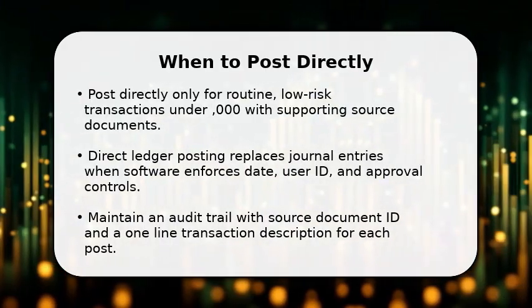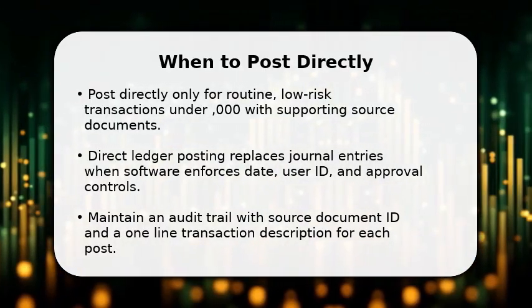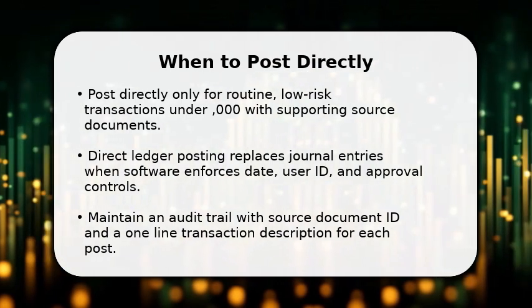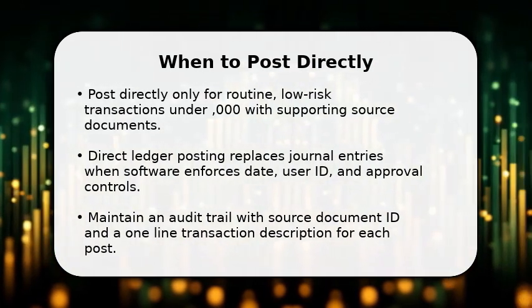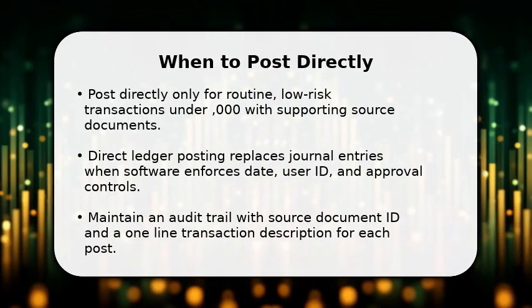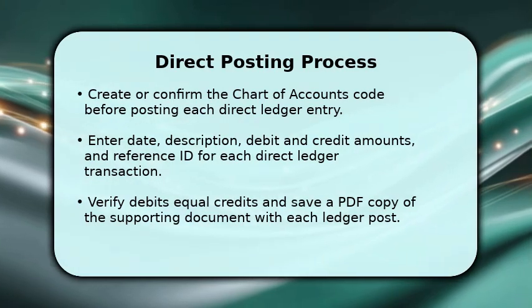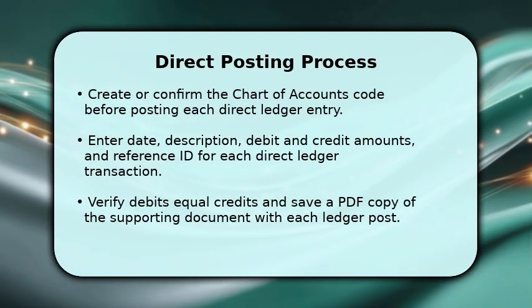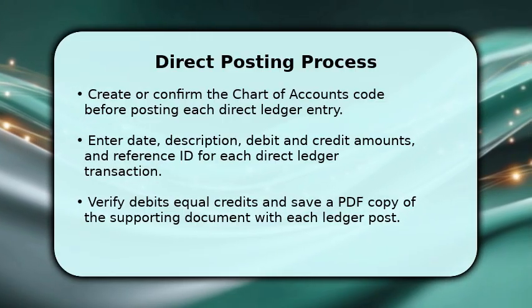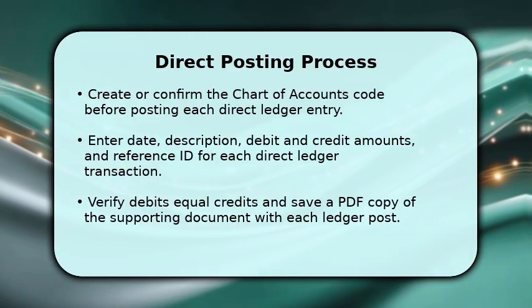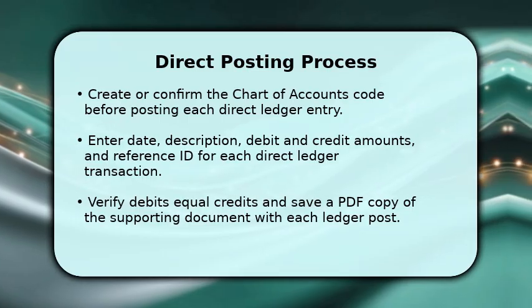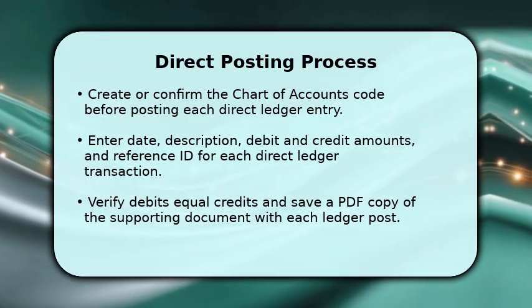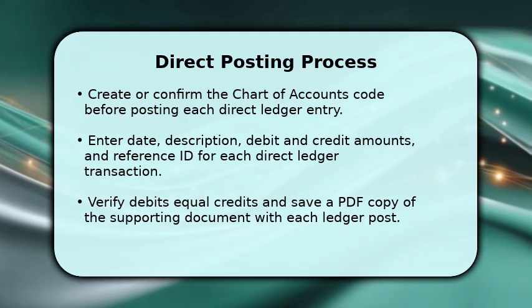Always attach a source document ID and a concise one-line description to each ledger record so reviewers can trace amounts back to invoices. Begin by confirming the correct chart of accounts code and balance type for the transaction. Enter the transaction date, a clear description, the debit amount, the credit amount, and a reference ID that links to a scanned receipt or invoice.